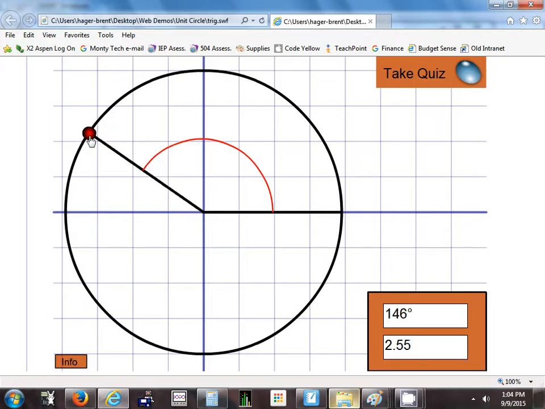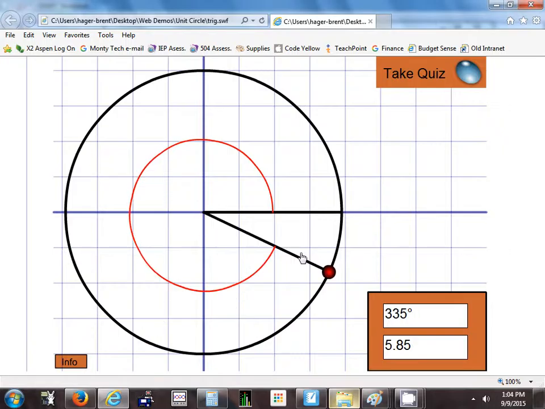Okay. Now, what would happen if I made a full revolution, brought the initial side all the way around so it's on top of the terminal? How many degrees would that be? 360. Okay, so that's an important idea to keep in mind. If we do a full revolution, that's 360.